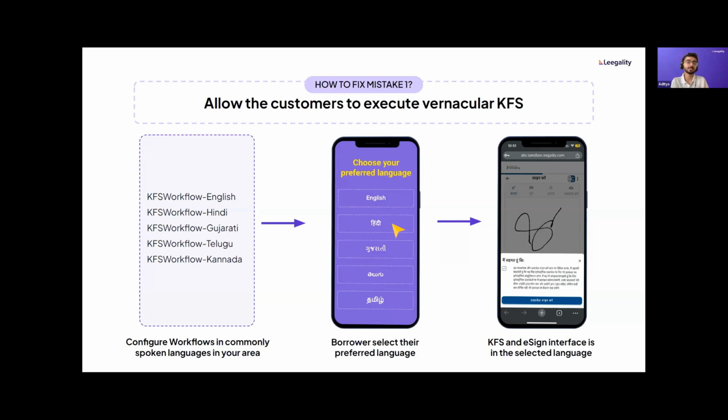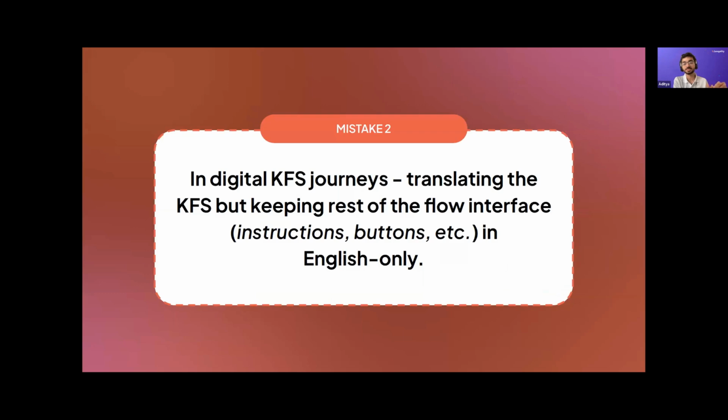So through this, you deliver the KFS journey in a language the customer understands. One, and by the customer taking an active selection of language, you effectively collect the customer's positive declaration that by selecting this, they do in fact understand the language, right? We do support this functionality and flow in legality via our APIs, and we'll show you in the demo component a brief demo of how this works in the backend. So that's the first mistake.